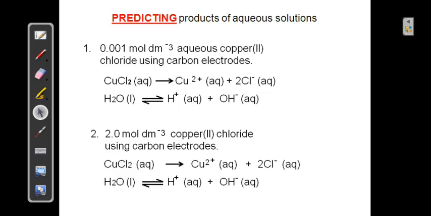So what are the products that you can derive from this? The equation shows that CuCl2 in aqueous will produce copper 2 ions in aqueous and 2 chloride ions also in aqueous, while H2O in liquid will ionize and produce hydrogen ion in aqueous and OH negative in aqueous. Now you have to write this down and do your own electrolysis and predict what products you can derive from these two electrolysis. Alright?